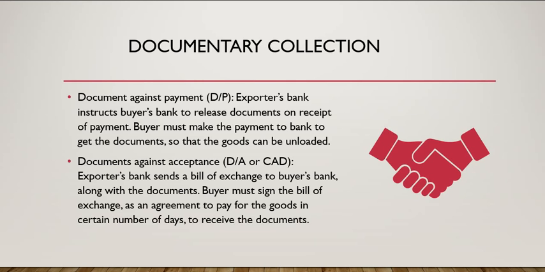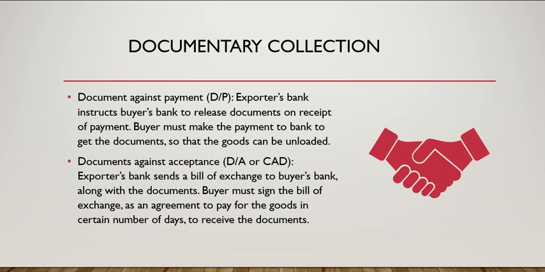And the next one is documents against acceptance. In this case, the exporter will submit the documents to the exporter's bank, and the seller's bank sends the documents with the bill of exchange. Here it is a note which says the buyer will pay the amount after a certain period of time. So once the documents are sent to the buyer's bank, the buyer's bank will notify the importer.